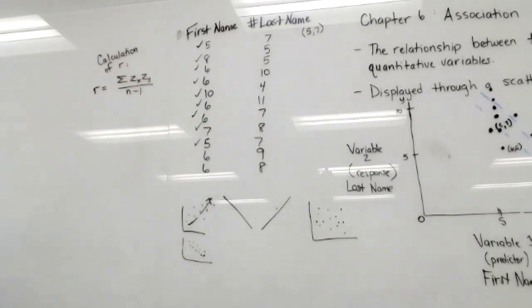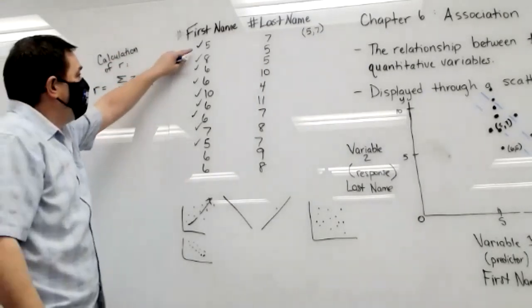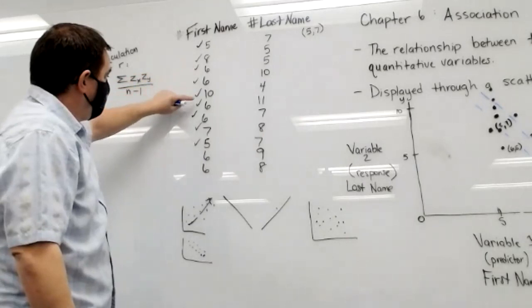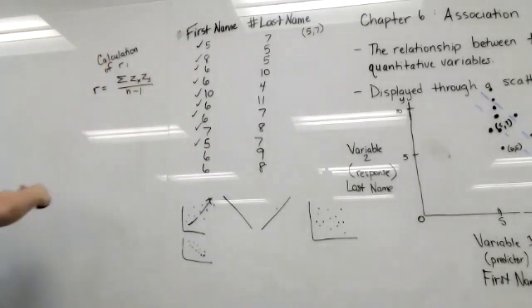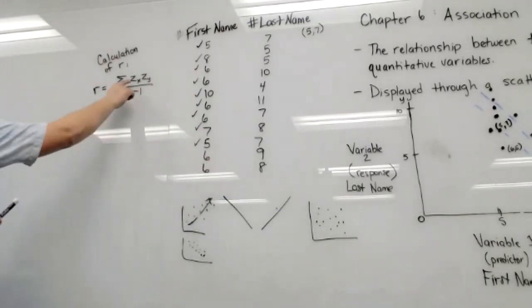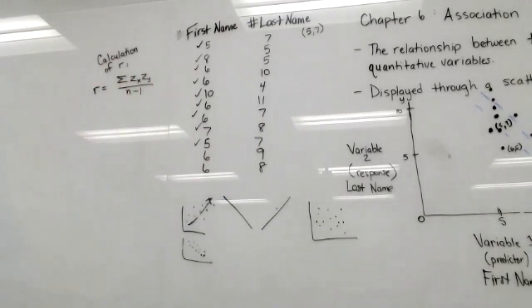In our particular case here, the value of n was 1, 2, 3, 4, 5, 6, 7, 8, 9, 10, 11. So n minus 1 would have been 10 in our example. But what does Zx and Zy mean? What do you think? What would Zx and Zy represent? Where have we seen a Z before? Very recently.